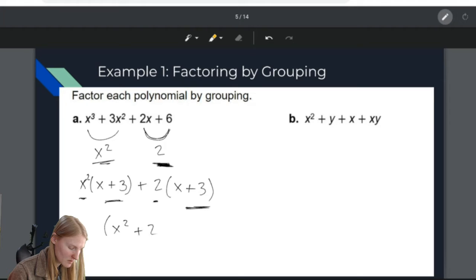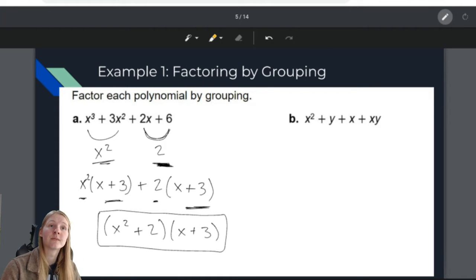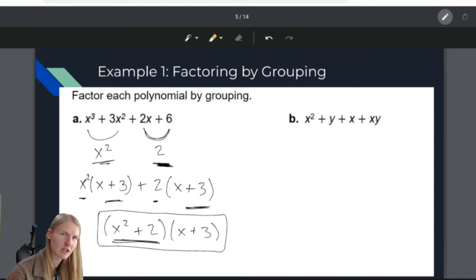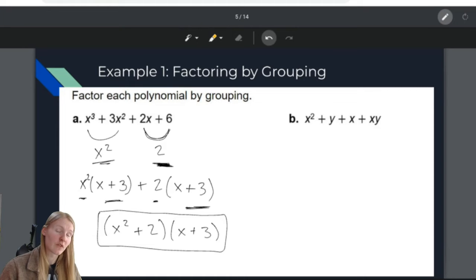x squared plus 2 times x plus 3. Now, can we factor this anymore? Is there any more factoring we could do? What about this? This has an x squared. Can I factor it more? No. No, I cannot. So this is my final answer. Awesome. Awesome, awesome. If that was confusing, let's do another example.